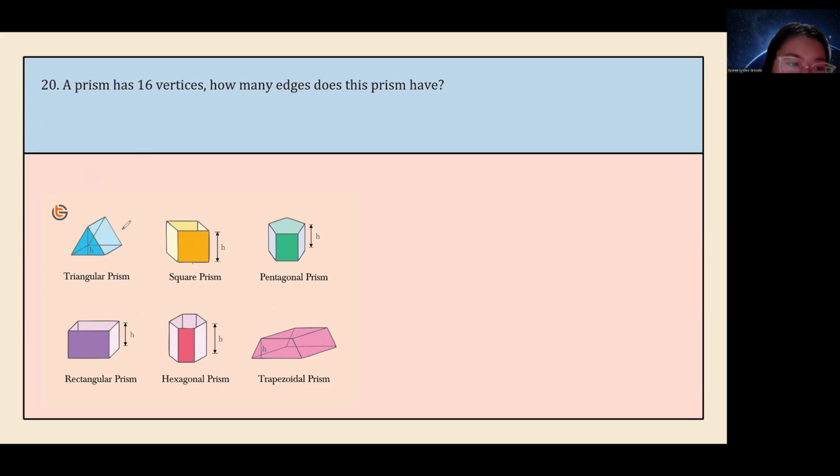In this case, except for the triangular prism, we would always have a face. Okay, this one is a face that is always or that will always have four sides. Okay, four sides of face. So now, what can we do? We are given 16 vertices. So vertices are where your edges or lines or sides would meet. Okay, so we have two bases and 16 vertices for this prism.